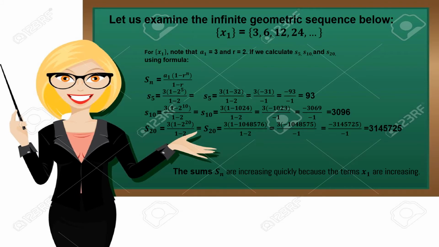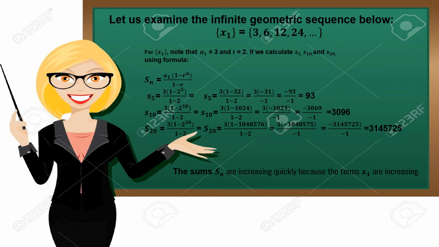Let us examine the infinite geometric sequence below. The given are 3, 6, 12, and 24. So, using the formula, Sn is equal to a1 times 1 minus r^n over 1 minus r. Just substitute the value of a1, the ratio, and the term given. So, what are the terms given, represented by n? That is 5, 10, and 20.